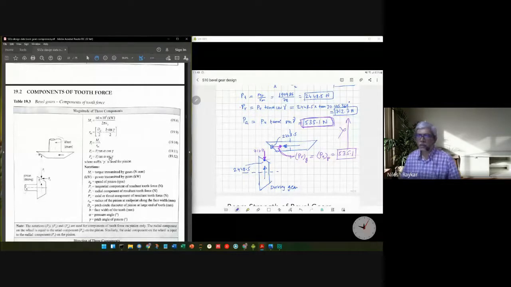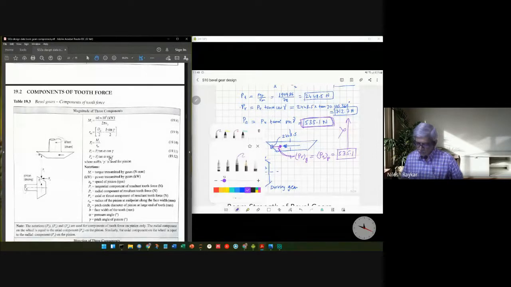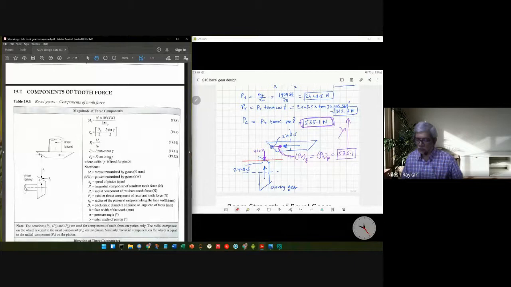Now the remaining part is relatively simple. Once you understood this concept, the other part is simple. So let's establish the axial force which is acting on the driving pinion. The axial force would be acting in this particular plane, so it can be either direction 1 or direction 2. Can you tell the direction of the axial force on the pinion? Will it be direction 1 or direction 2?